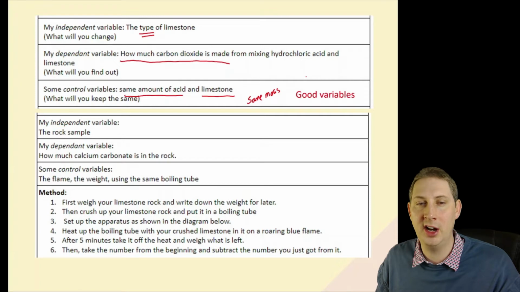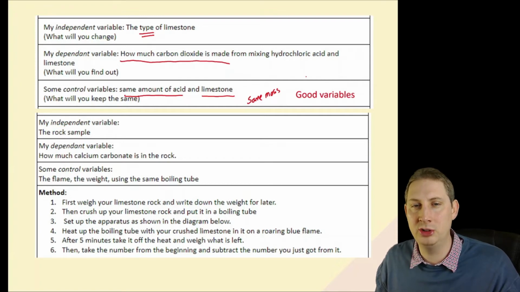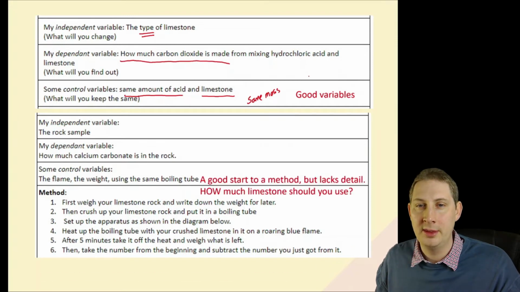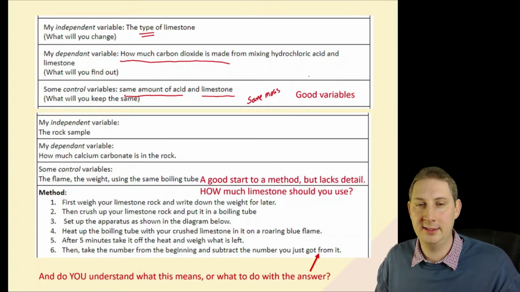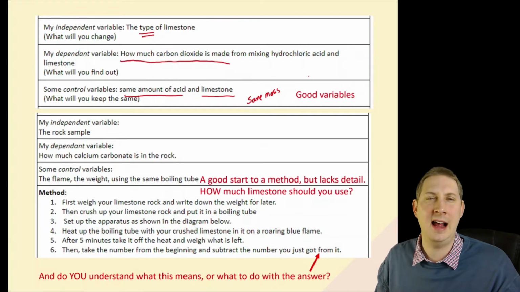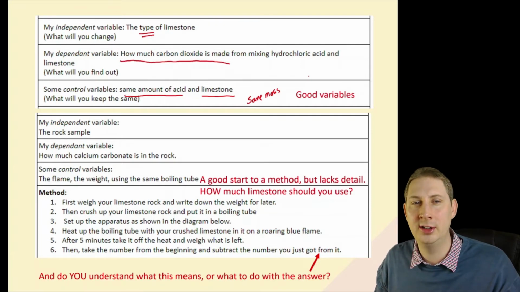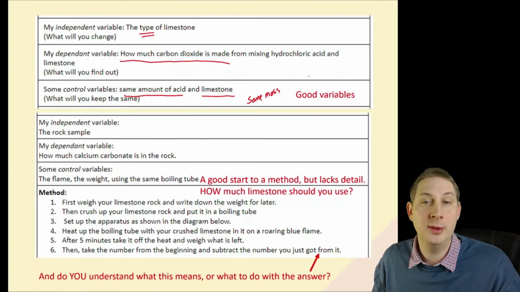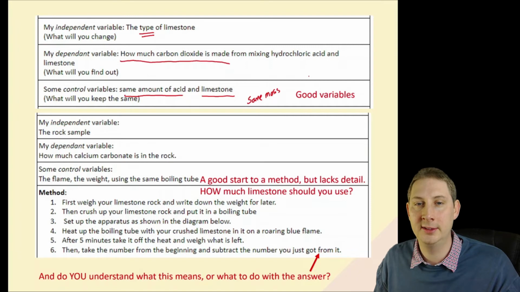I'm following you so far. Then take the number from the beginning and subtract the number you just got. You've lost me. This last bit, do you understand what it means? Take the number from the beginning, subtract the number you just got from it. Even if you understand that, how does that help you answer the question of how much limestone is in the rock? So it is a good start to the method.